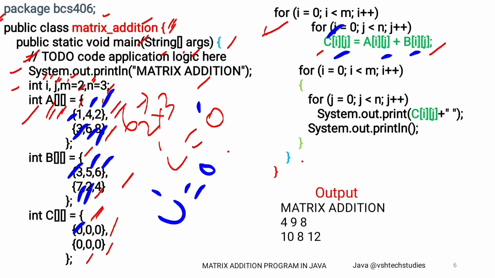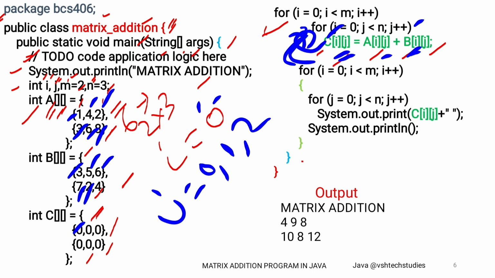After this the control will come back to the inner loop. j is incremented, it is made 1. So j is made 1, and i is still 0. So C of 0 1 is equal to A of 0 1 plus B of 0 1. That is the first row second element. Similarly, next time the first row third element, because j is made 2.